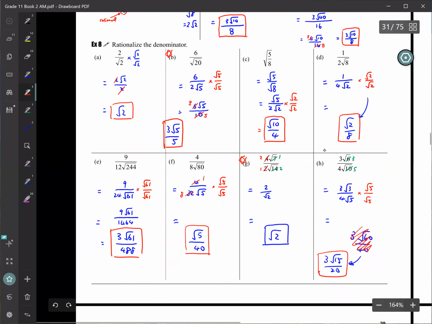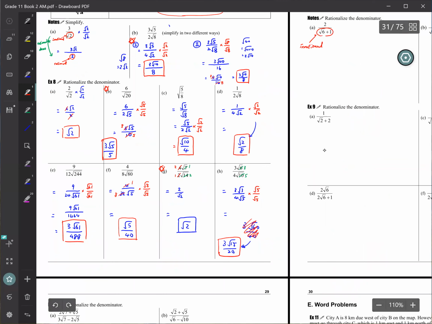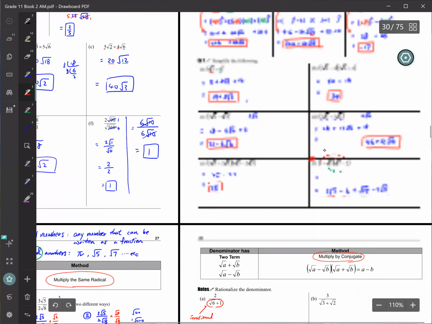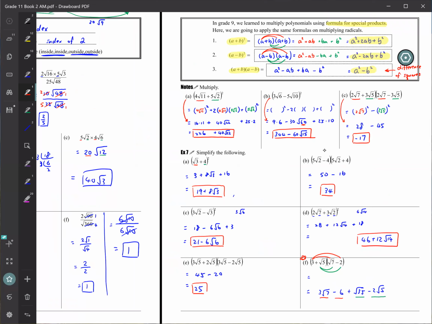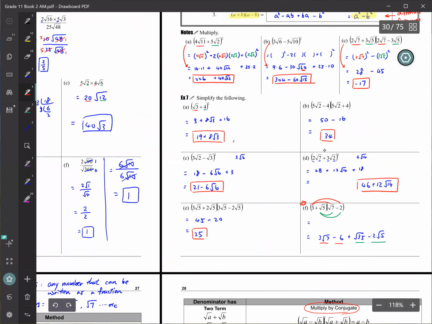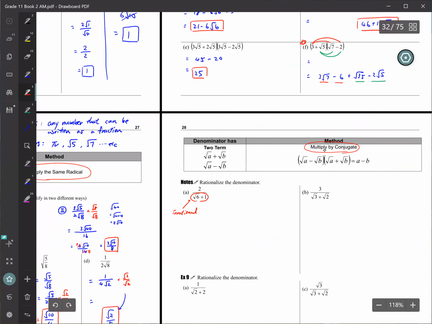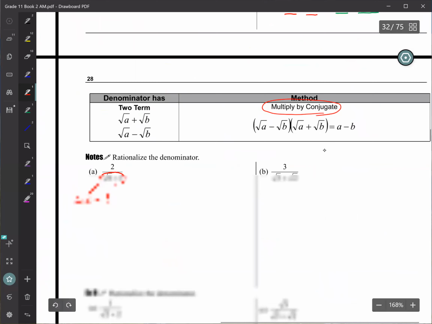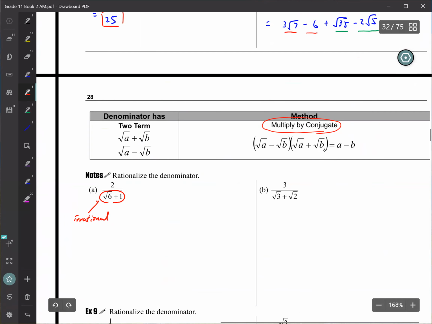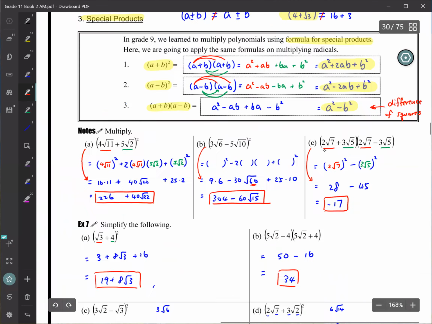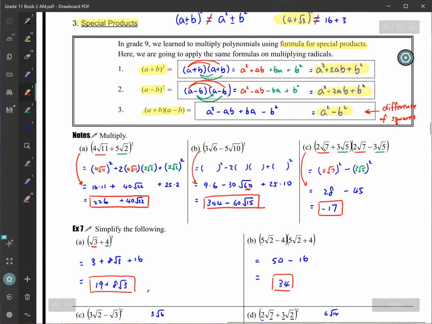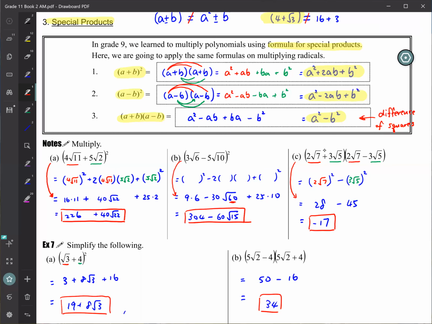Okay, I still want to cover one more, because we covered the special product, okay? So we can also use a special product for two terms. The formula we are using is the third one, okay? Formula number 3, let's recap quickly. Formula number 3 is difference of square. So you can look at example 3, example C, right here.